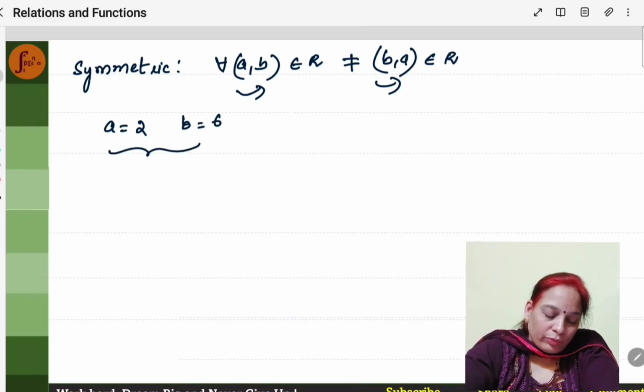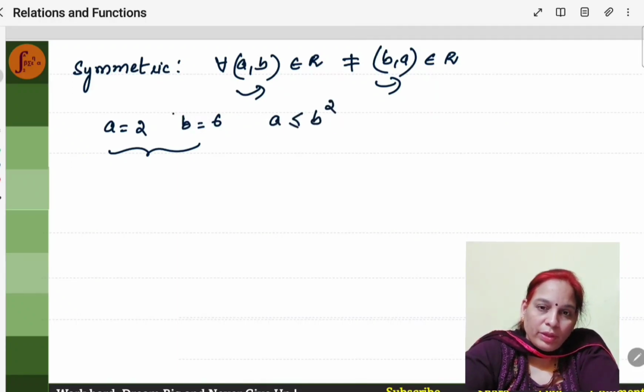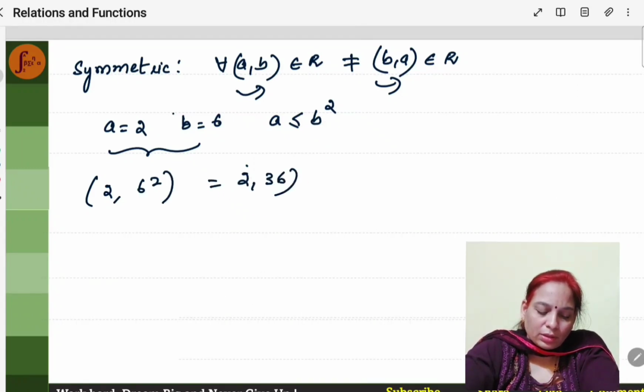Now, for symmetric, what is the relation? A should be less than or equal to B square. So now I take A as 2, B as 6. So, what will be the ordered pair? 2, 6 square. 6 square, which is 2, 36. This is fine. This satisfies the condition that A is less than or equal to B square.